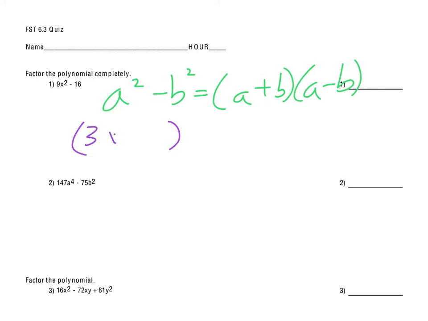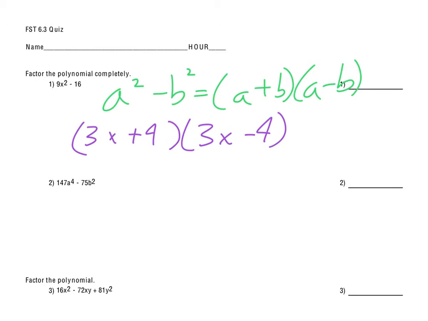So I get 3x and then I get 4. So one will be a plus 4, the other will be a minus 4. The order does not make a difference there. And again, you could always box or FOIL that out to make sure that you did factor that correctly, and you would see that when you multiply those together you do get 9x squared minus 16.